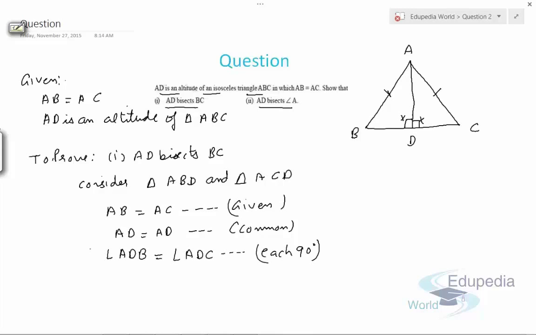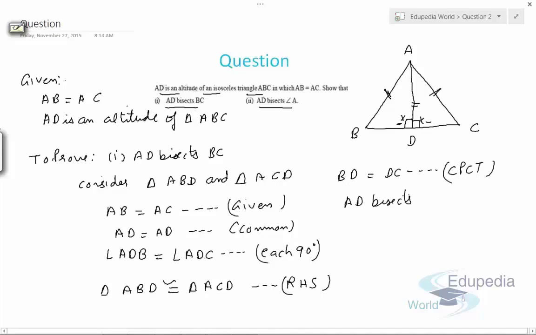So we can say that triangle ABD is congruent to triangle ACD by RHS. Why RHS? Since we have one right angle, and this is the hypotenuse, these two hypotenuses are equal, and one common side. So these two triangles are congruent by RHS. So we can say that BD equals DC by CPCT. So now AD bisects BC.